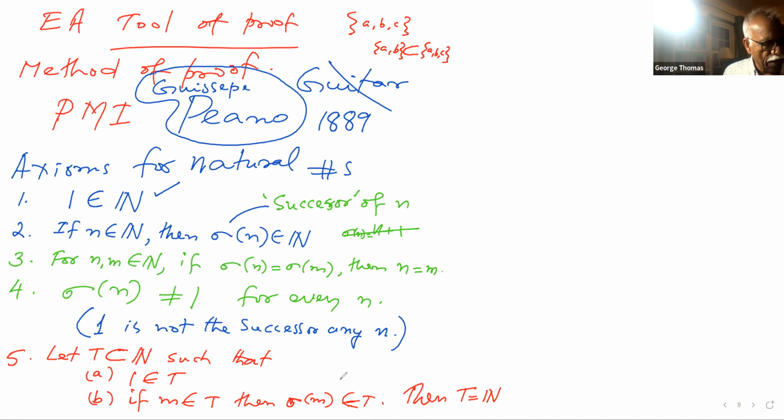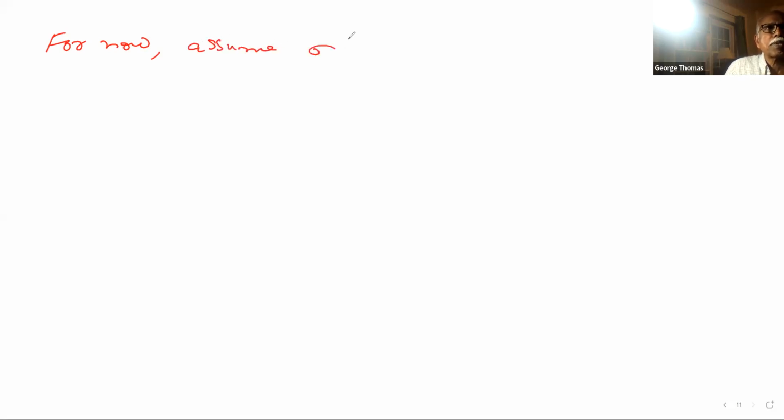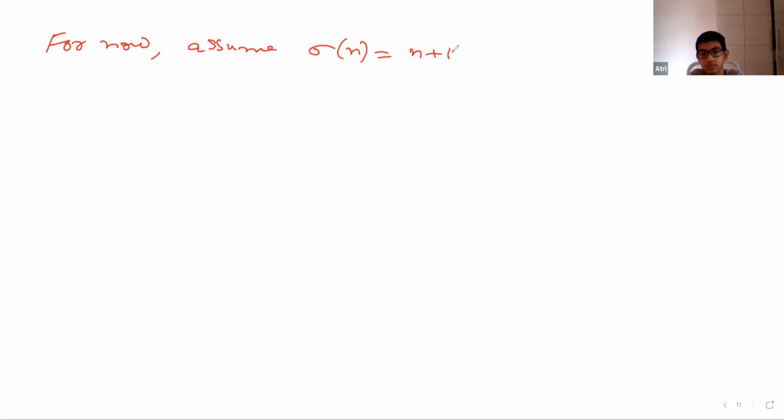Now, sir, I don't understand what this is trying to tell us. I know your difficulty here, don't worry. For now, assume, because I don't have time to prove it, that sigma N is N plus 1. Half your difficulties will melt right now. Okay? The successor of N is N plus 1. So you have 1 in this set.